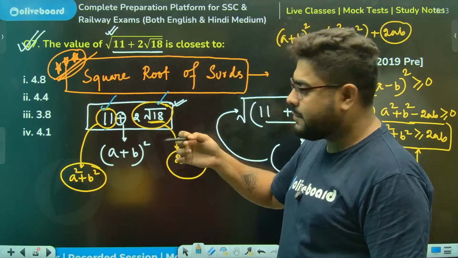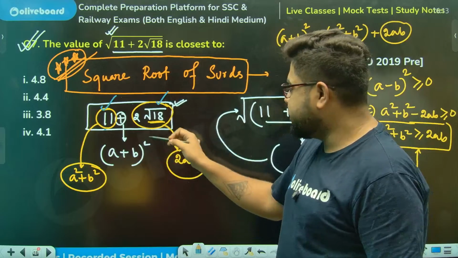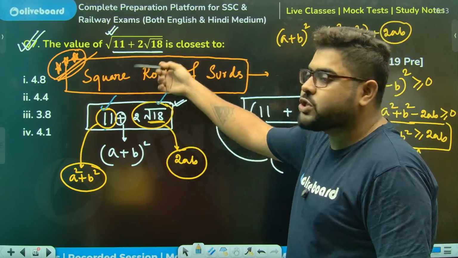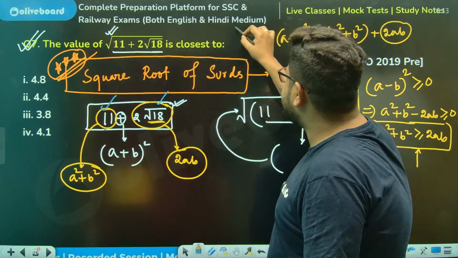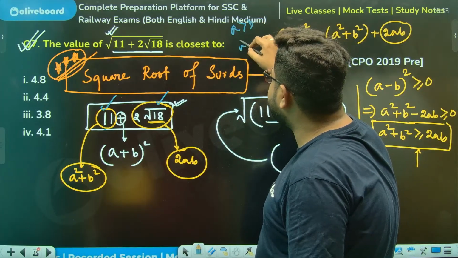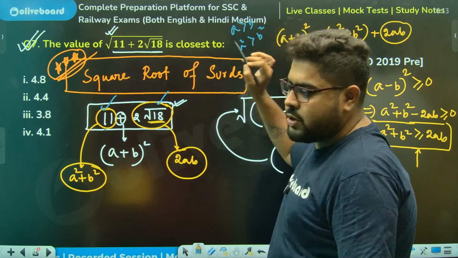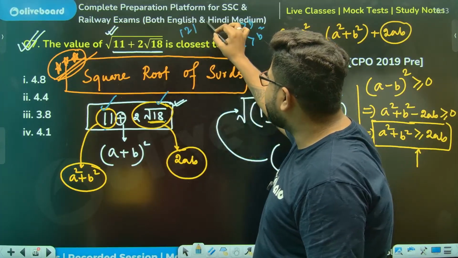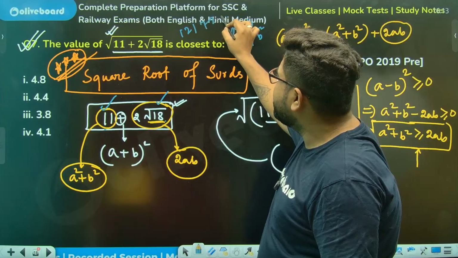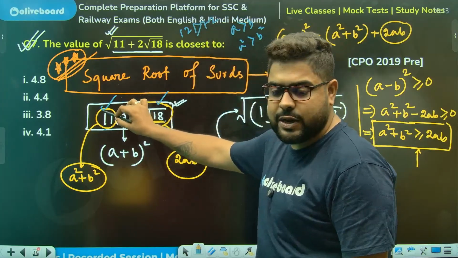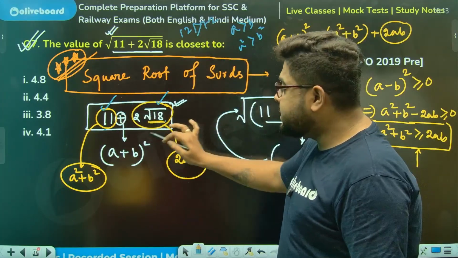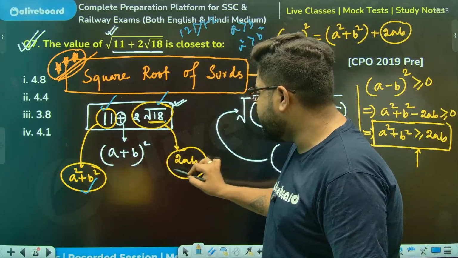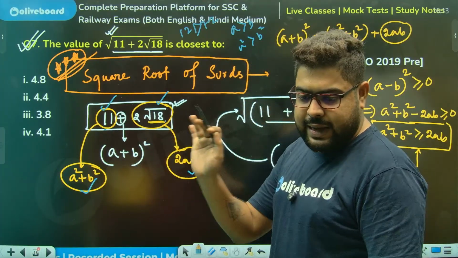Now how to figure out which is bigger, because this is ultimately a square root, but again square it, because if a is greater than b, then a square is definitely greater than b square. So 11 square is 121. This thing squared is 18 into 4. 18 fours are how much? 72. Which one is greater? This one is greater. So this is a square plus b square. This is 2ab. This is the proper way of checking which one will be a square plus b square, which one will be 2ab. Clear, everyone?